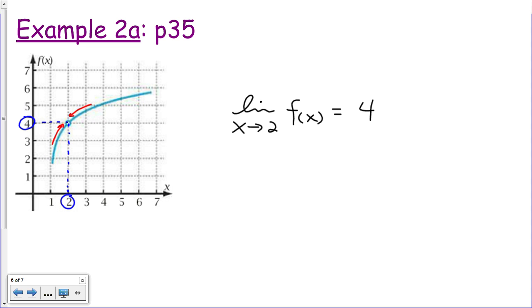We saw the same type of thing happen with the first example, that when you have a removable discontinuity, the limit still exists. The function does not exist, but the limit does. In fact, if you wanted to make a note of that, f of 2 on this does not exist, yet the limit does.